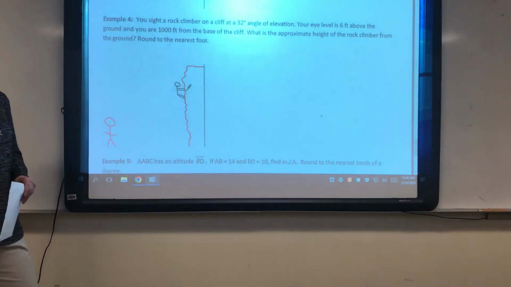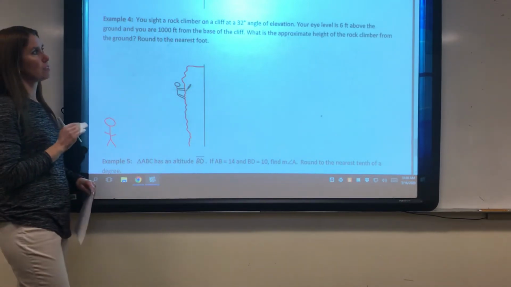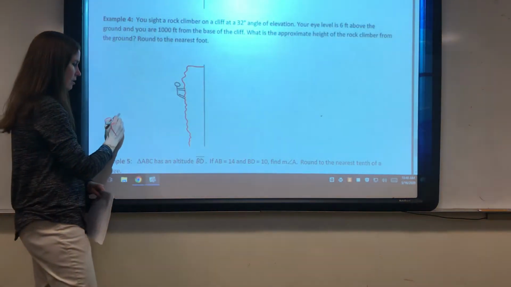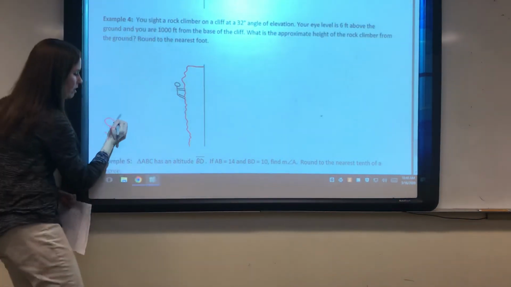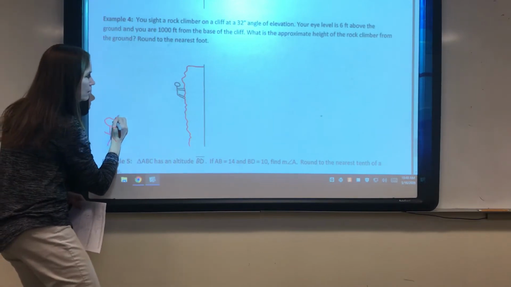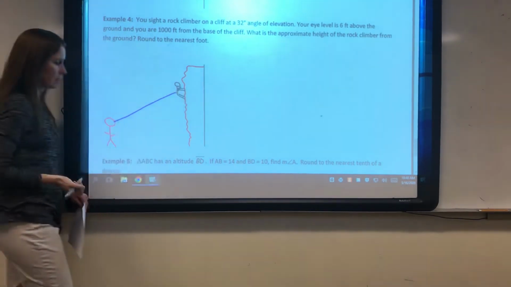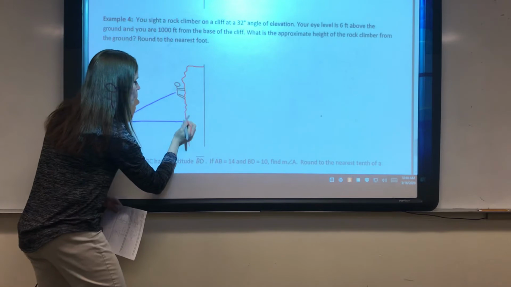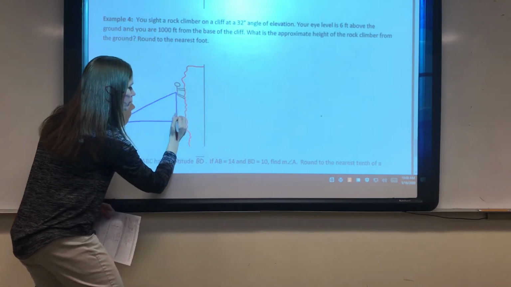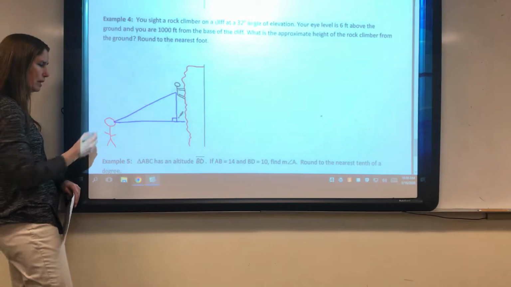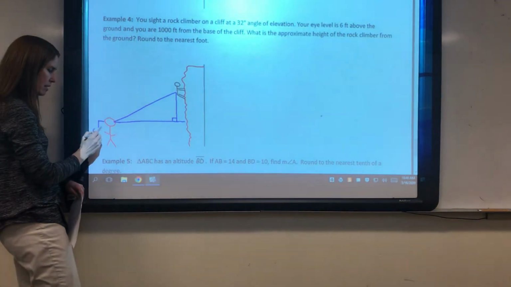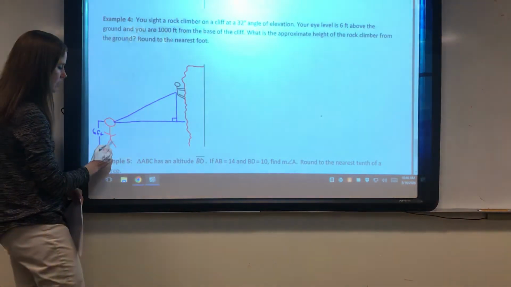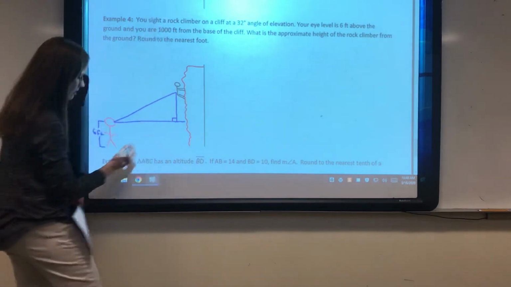So what's going on with this is you sight a rock climber on a cliff at a 32-degree angle of elevation. Well, your eye level is 6 feet above the ground. So the angle of elevation is starting from the eye level up to the rock climber. Okay, so here's where my right triangle is coming into play. That's my right triangle, but we have to factor in the fact that the eyes are 6 feet off the actual ground, because here is our ground down here.